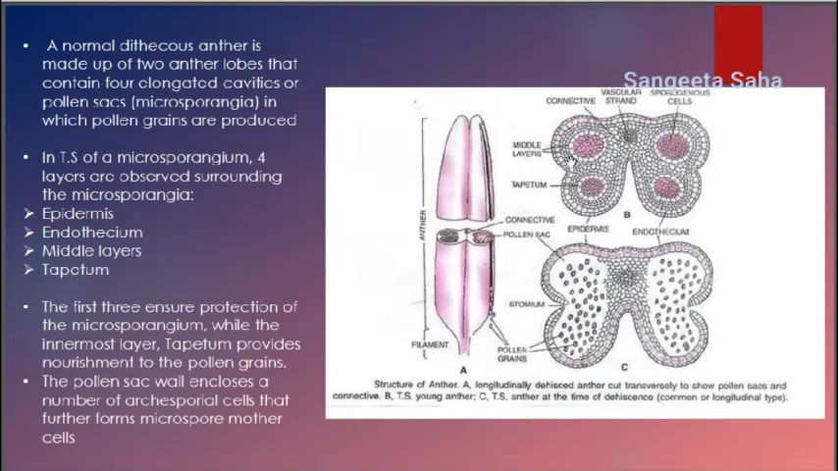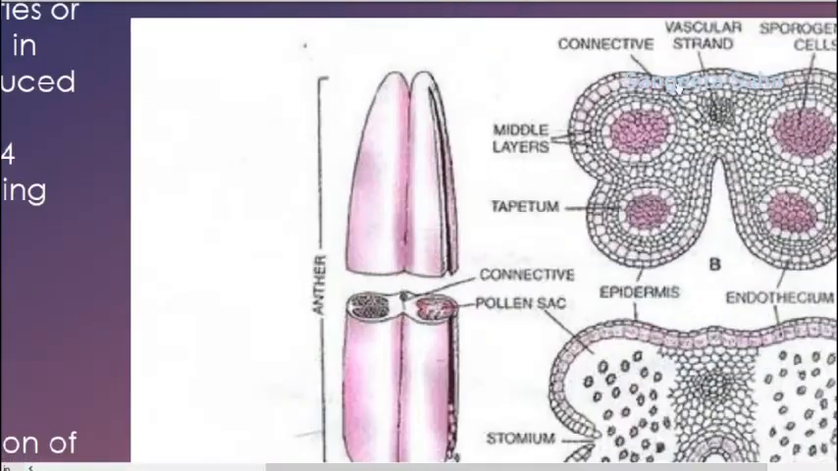Now if you take a close view of this microsporangia, you are going to see a different type of cells inside it, and these cells are known as the archesporial cells or the sporogenous cells. When the anther becomes mature, the microsporangia also gets enlarged, and the cells inside it also become bigger. These bigger cells result in the formation of microspores, and this formation of microspores is known as microsporogenesis.